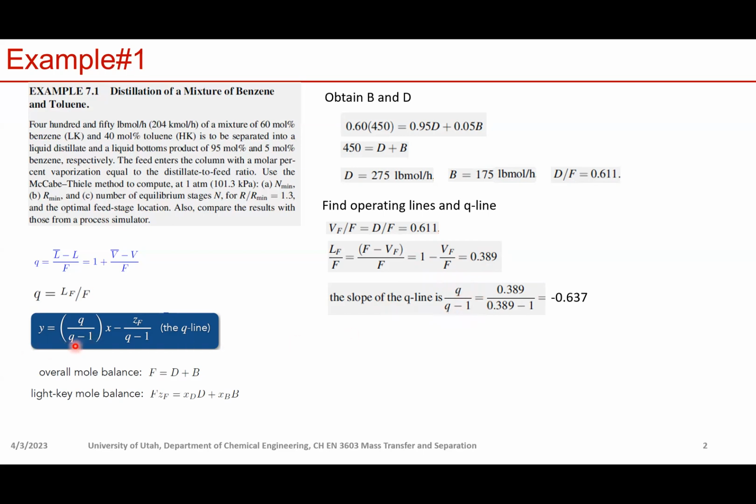Then we can compute the slope of the Q line, which is q over q minus 1. Look at this equation here. It gives us a minus 0.637. So this is a straight line with a negative slope.